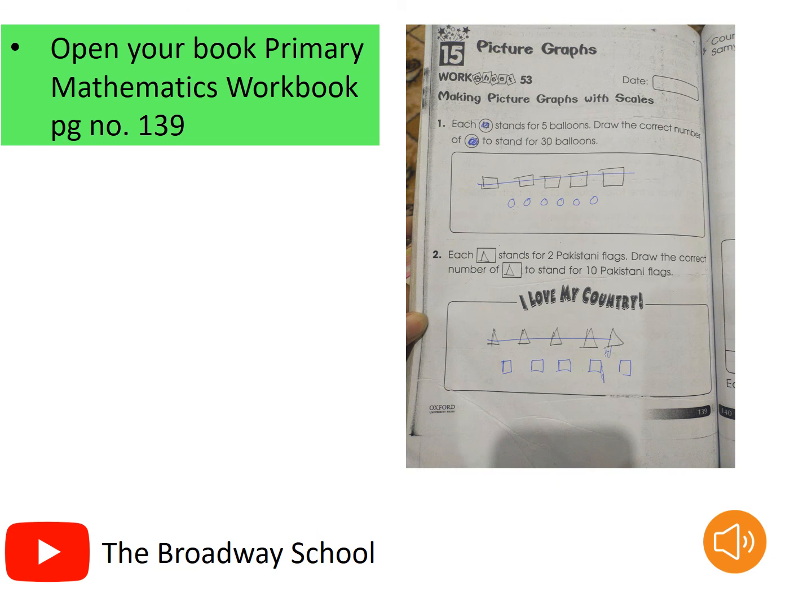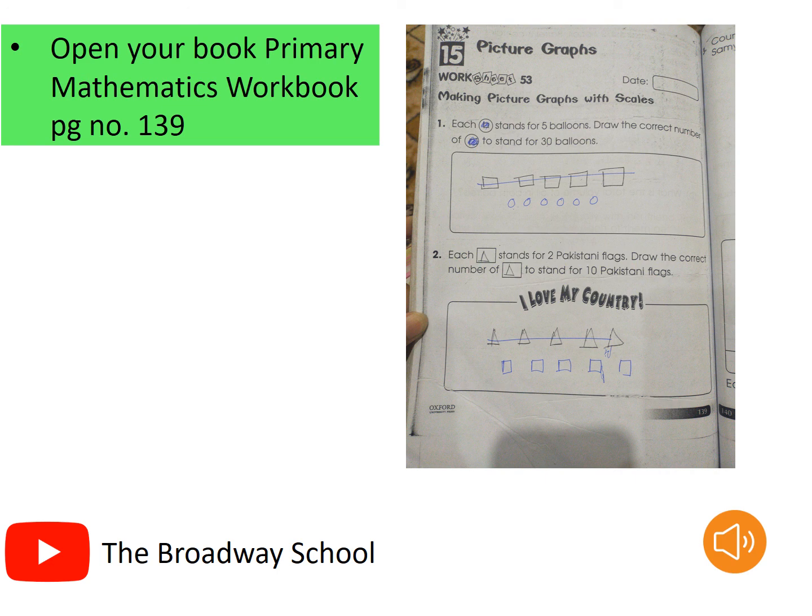Now open your book, page number 139, workbook. Page number 139, unit 15, picture graphs. Making picture graphs with scales. Number 1, each circle stands for 5 balloons. Draw the correct number of circles to stand for 30 balloons.